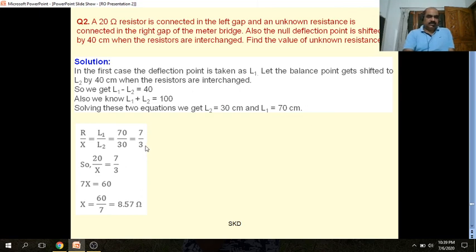So 20 is the resistance given connected in the left gap, that is the value of R. So substituting the value of R, we get the value of X here. So the rest is mathematics, you can solve it and you may get the value of X is equal to 8.57 ohm.